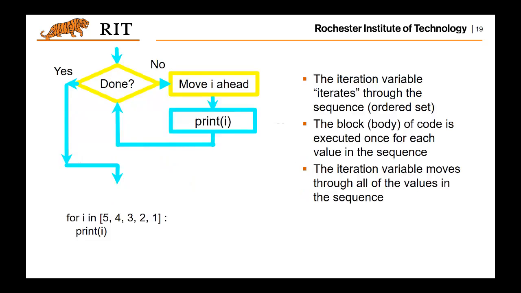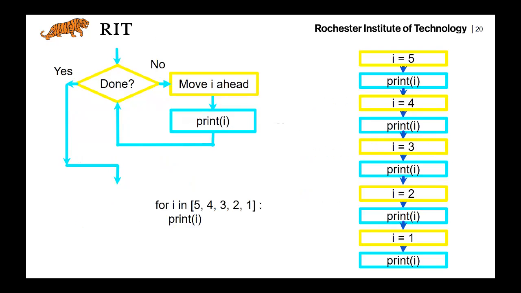Okay. So as you can see here, basically it gives you the idea. When I starts at the very beginning, the I is assigned to be 5, which is the first element in the array, and then you execute the print. Then you go one step further, and I becomes 4 and print it, and so on and so forth, until it reaches the end of this array. All right.